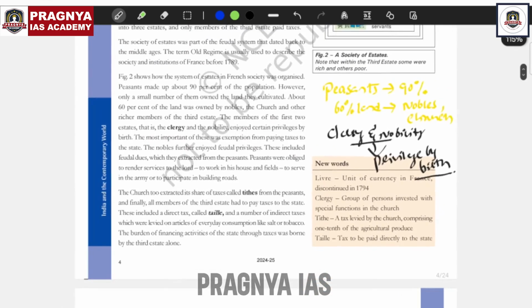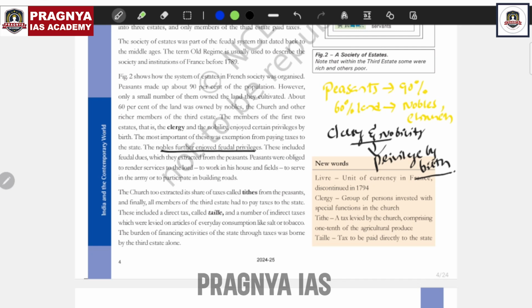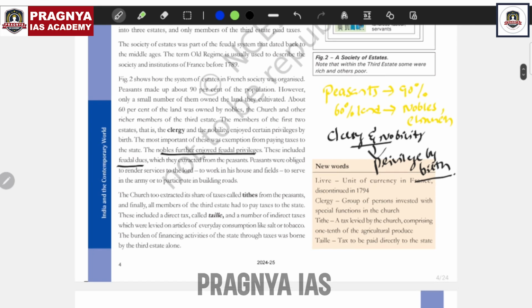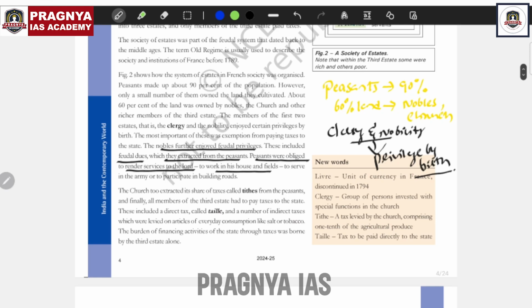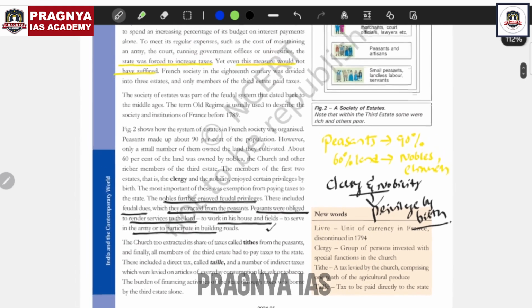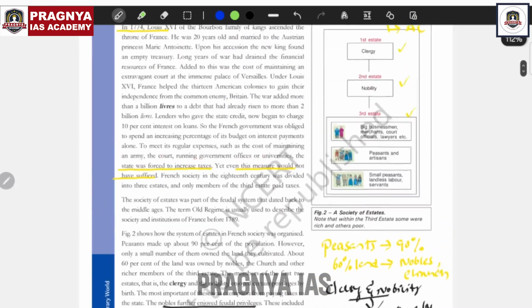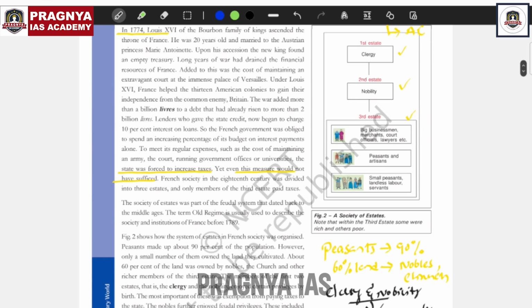And these nobles further enjoyed feudal privileges. These include feudal dues, which they extracted from the peasants. And peasants were obligated to render services to the lord, to work in his house and the fields, to serve in the army, or to participate in building roads. Only peasants used to pay the taxes. So the first estate and second estate were exempted from tax payments.